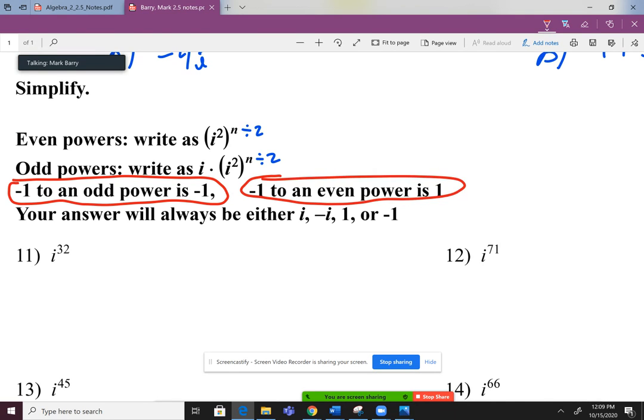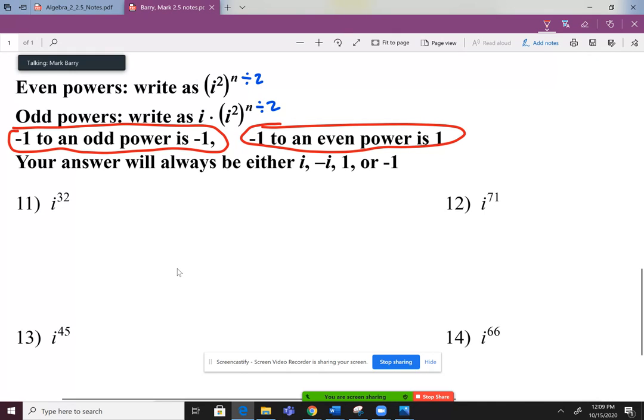Negative 1 to any even power is positive 1. So negative 1 squared is positive 1. Negative 1 to the fourth power is positive 1. Negative 1 to the 10th power is positive 1. Negative 1 to the 420th power is positive 1, okay? All right, cool. So let me show you how I do these.